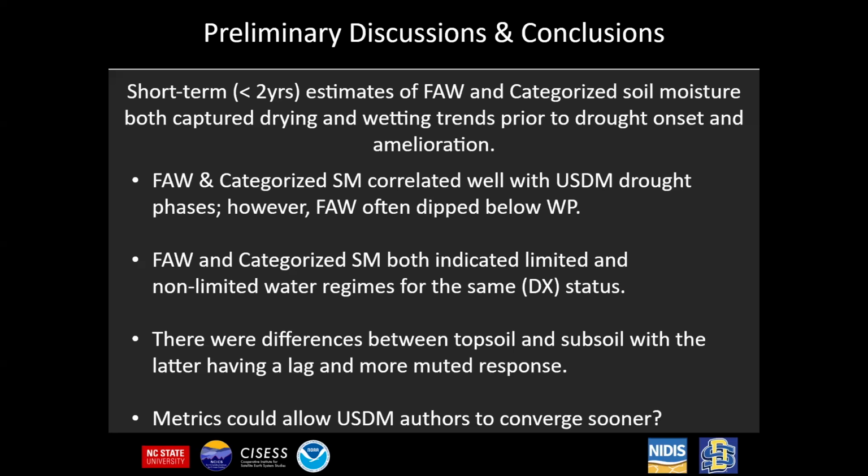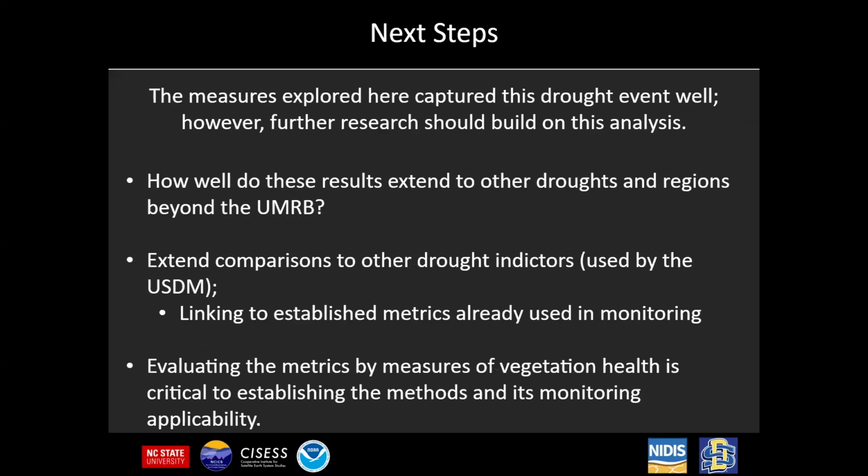And then I think one of the main takeaways I hope we could show with this data is: is there some way that these data can help the US Drought Monitor authors converge? And so this gets into some of the research questions. How well does this product work for other drought case studies? So we need to be investigating these metrics across different regions of the US and different drought events. We're going to be leveraging the US Climate Reference Network for that.